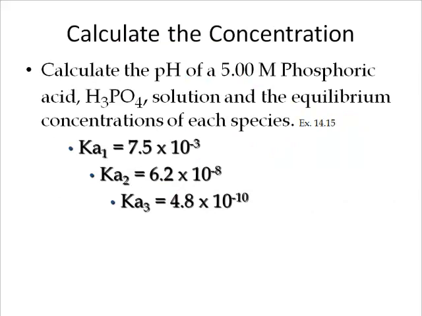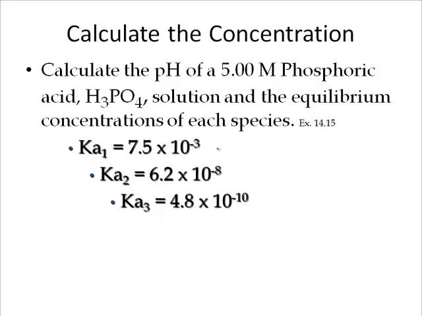Now, here's a question that we got right from our book, where they want you to calculate the pH of a 5 molar phosphoric acid solution and the equilibrium concentration of each species. Let me just say that this problem is rather long and involved, and if it's something that you would want to see, it's definitely in your textbook. But instead of me doing the problem, I'm just going to show you the H plus concentration that comes off of each one.